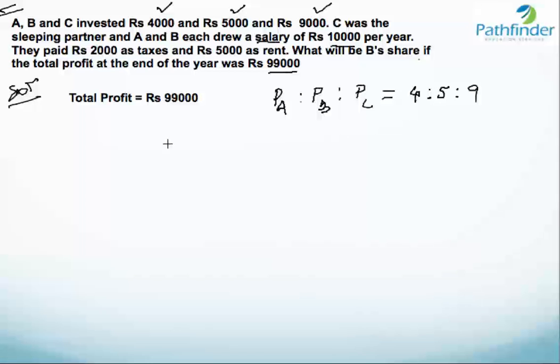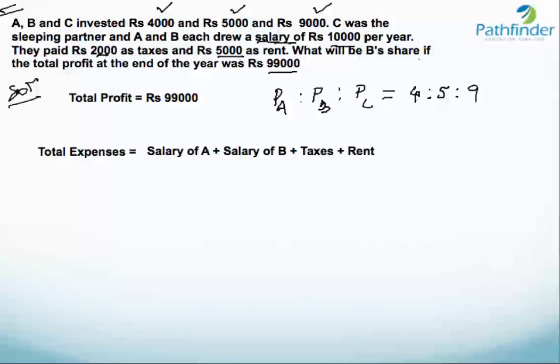In this particular case, we cannot apply the ratio straight away because we have to calculate the total expense. And from the total profit, the expenditure, which is salary, taxes and rent. So these three items have to be subtracted from the total profit, and then we can apply this ratio 4 is to 5 is to 9 to the net profit. So to calculate the net profit, let us first of all calculate total expenses. So total expenses includes salary of A, salary of B, taxes and rent.